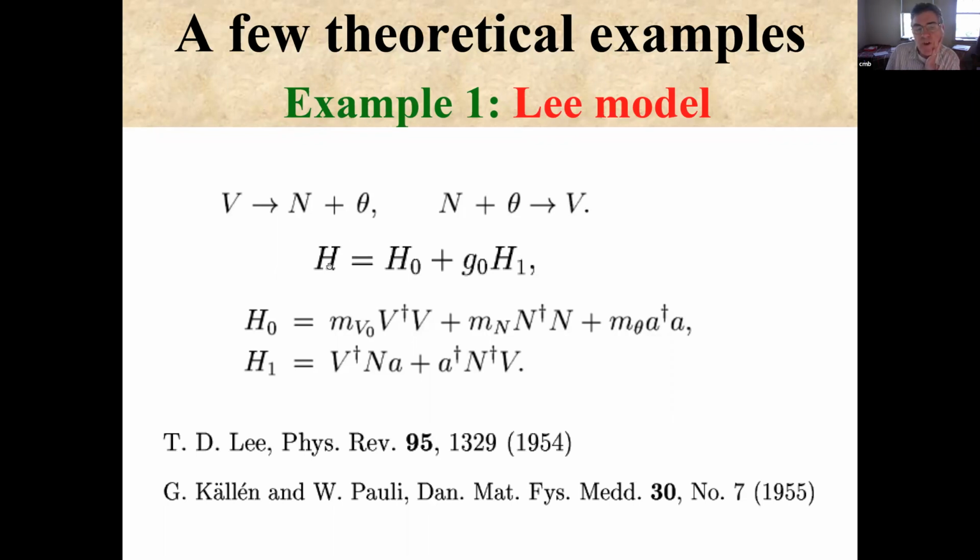The Hamiltonian for the system is a free Hamiltonian, which simply counts up the number of N's and V's and thetas. And the interaction Hamiltonian says you create a V and you destroy an N and a theta, or you create an N and a theta and destroy a V. That's all. So T.D. Lee published this paper in 1954, but physics goes very fast. And in 1955, Källén and Pauli published a paper saying, nope, this model is no good because when you renormalize it, the Hamiltonian becomes non-Hermitian and ghosts appear.